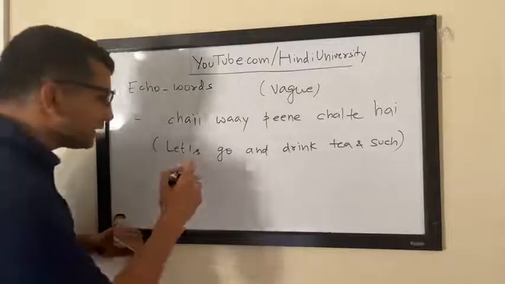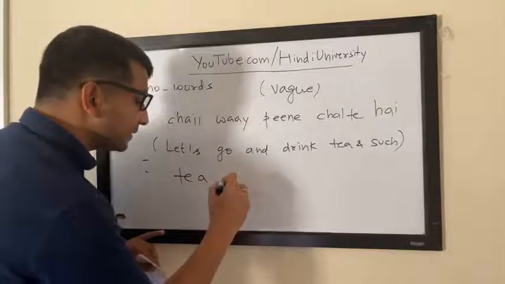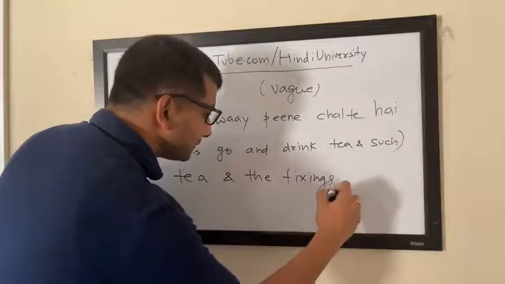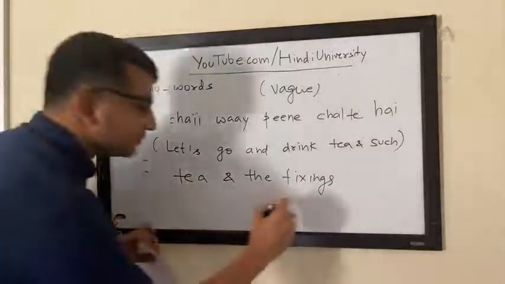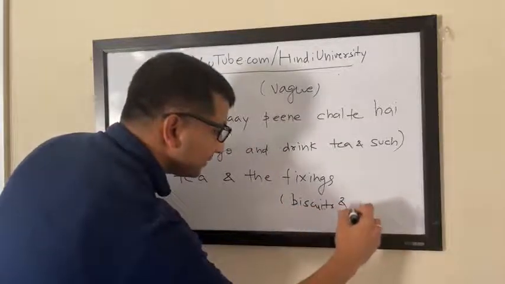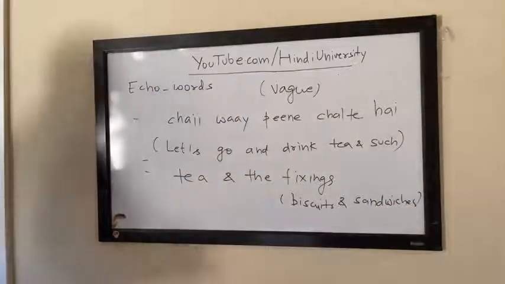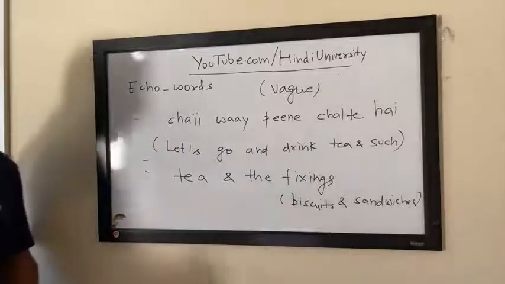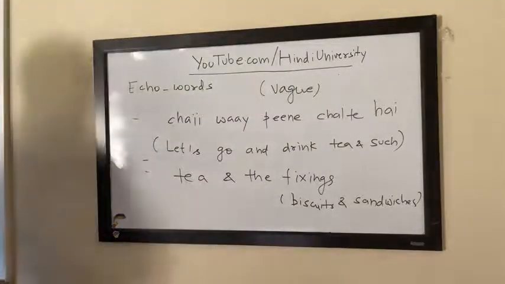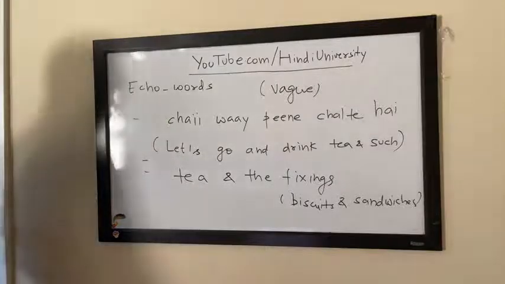Another explanation that I've heard is tea and the fixings. I've not used it in English myself, but tea and the fixings means biscuits, sandwiches, cookies and whatnot. Okay, tea and the fixings. If you have heard any of these echo words, do write them in the comments. I do want to go over some of the echo words that you have heard.